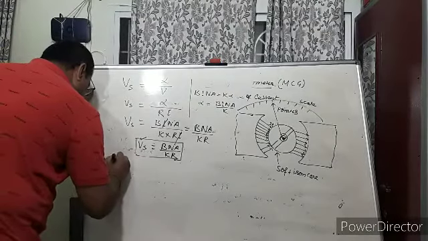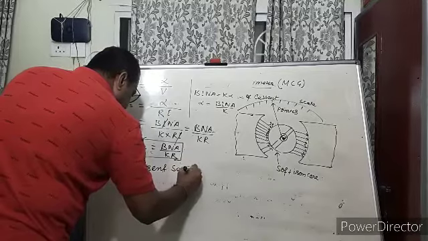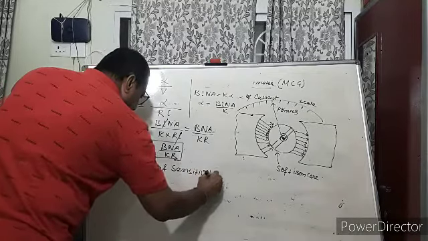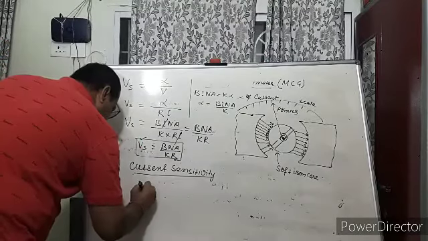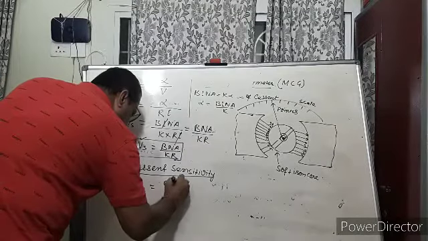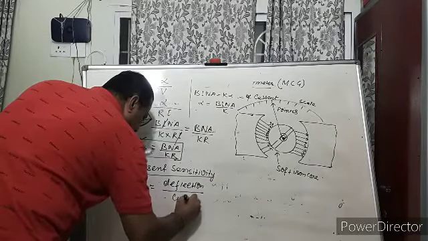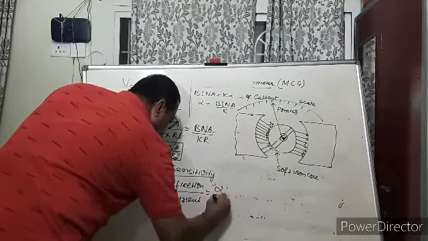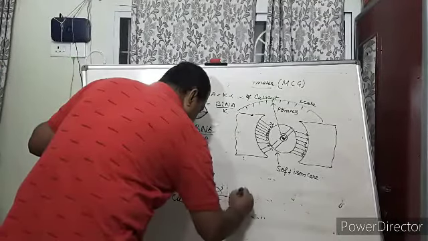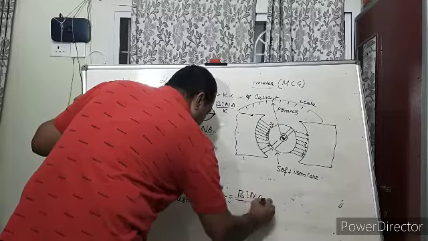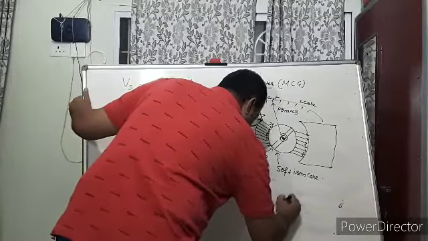Now the second one is current sensitivity. Current sensitivity is deflection per unit current, that is equal to alpha by I. In place of alpha, we can write BINA divided by K into I. I will be cancelled. This will be equal to BNA by K.